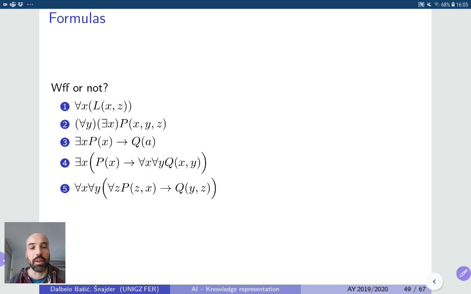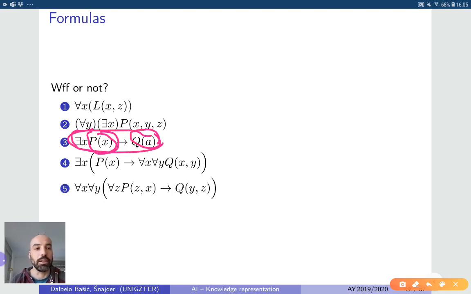What about formula number 3? Again, a well-formed formula. You can start building this formula by going on from this atom, introducing the quantifier here, dropping the parentheses around the quantifier. Then you build this formula, and then you build the joint formula by introducing the implication. So yes, this is a well-formed formula. What about the fourth one?